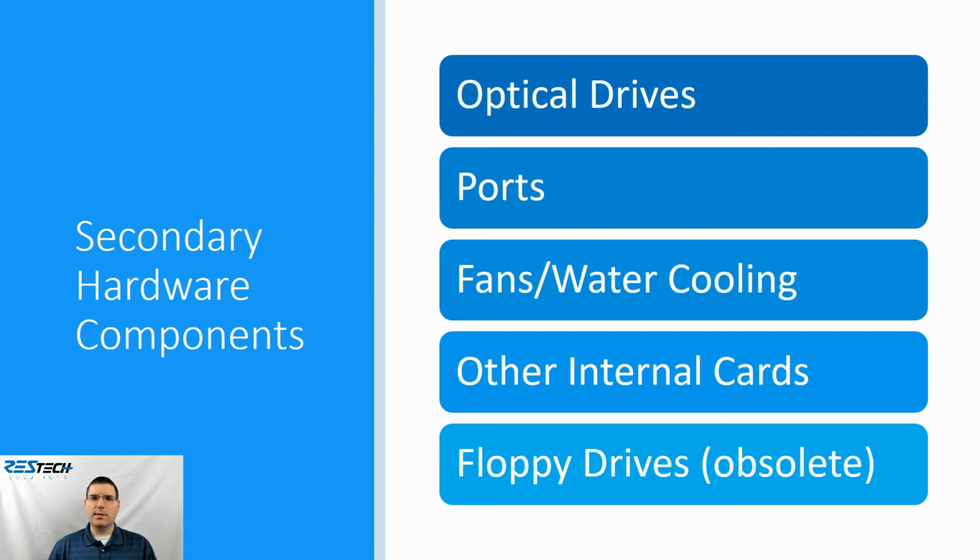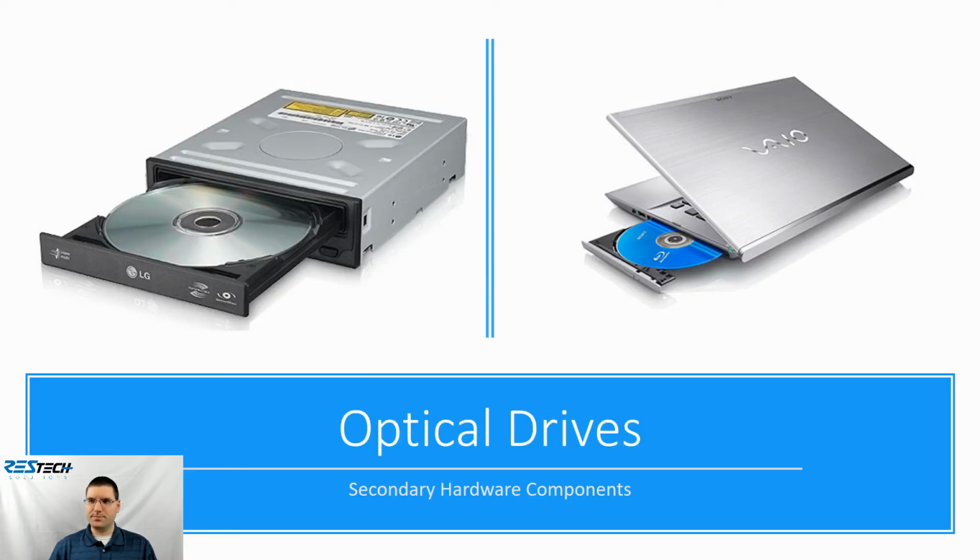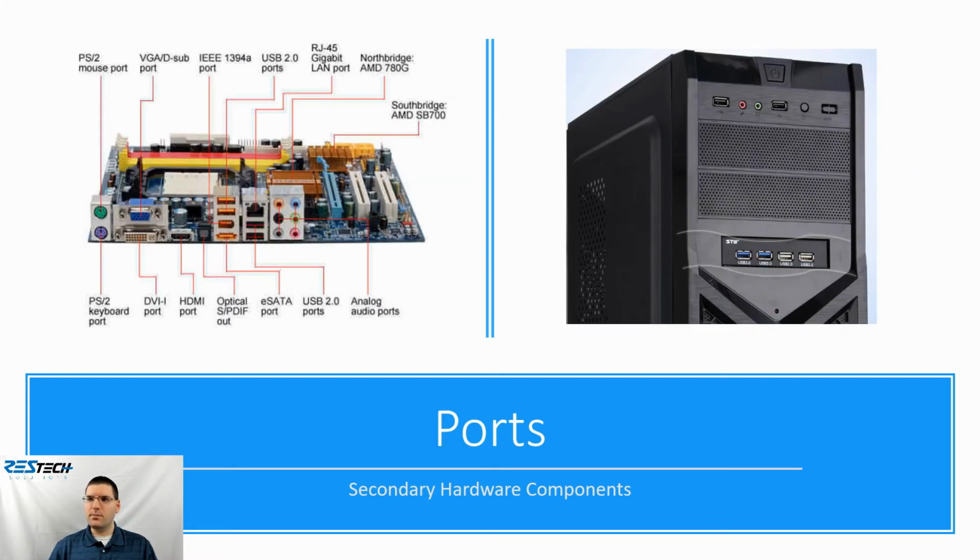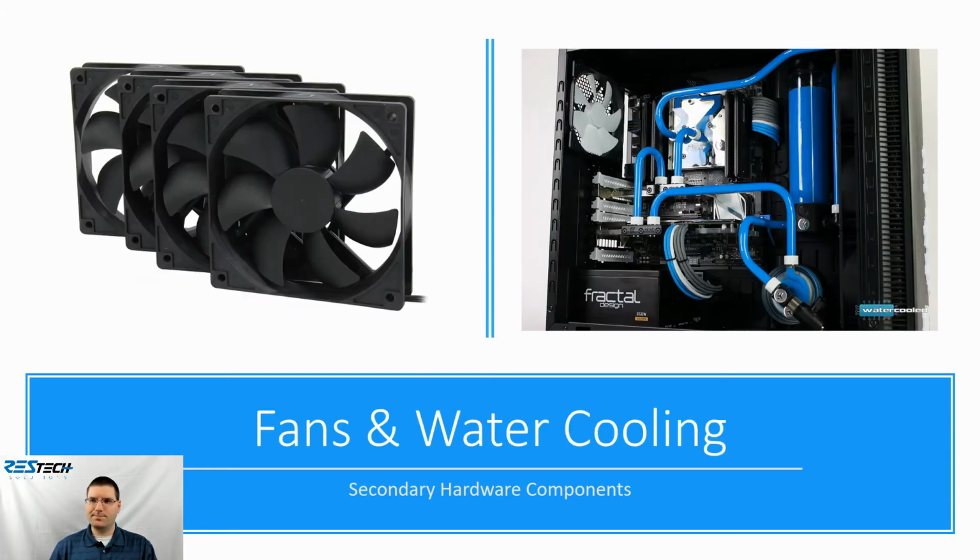So next we're going to look at some secondary hardware components, including optical drives, ports, system cooling, other internal cards, and floppy drives, just to cover, even though they are a bit obsolete at this point. So optical drives, that's basically your CD, DVD player, anything that has media read with a laser. So ports, you'll find various ports on the back of your motherboard or on the case of your computer, typically on the front. This is where you're going to plug in your USB and video devices to the computer.